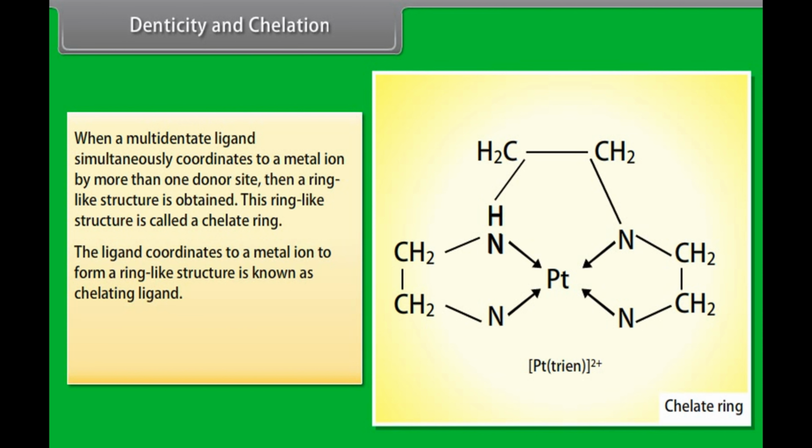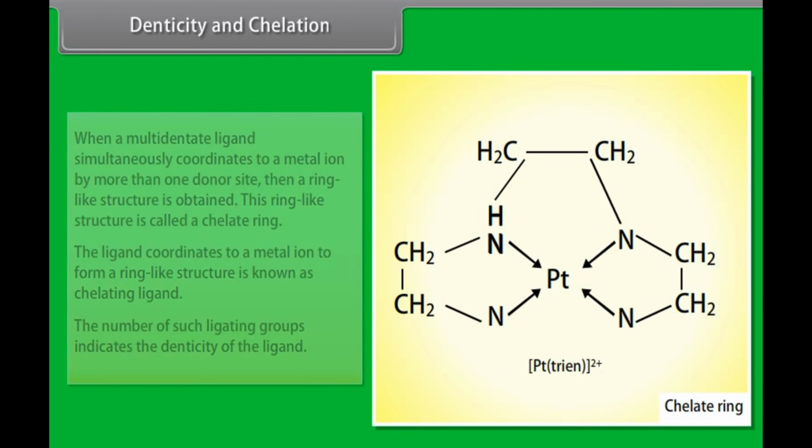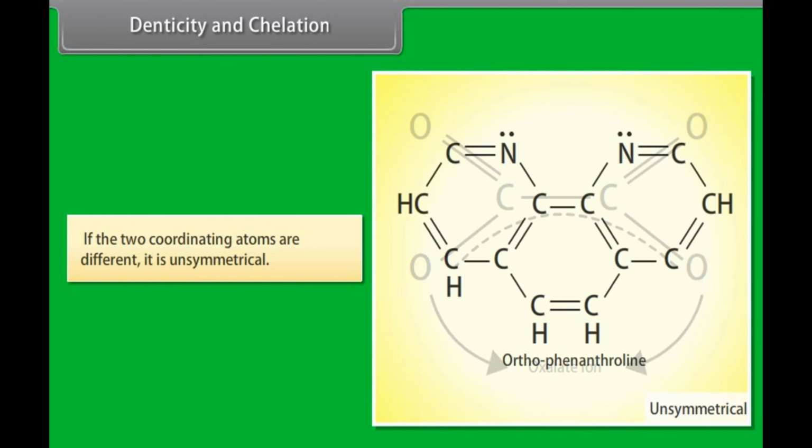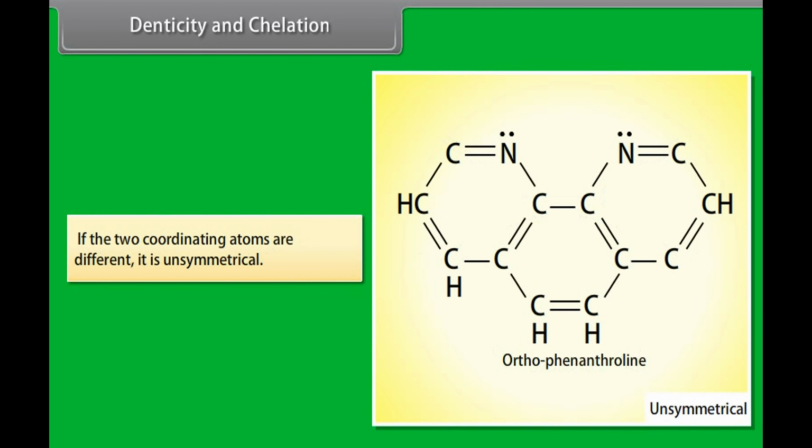The ligand that coordinates to a metal ion to form a ring-like structure is known as chelating ligand. The number of such ligating groups indicates the denticity of the ligand. A bidentate ligand is symmetrical if the two coordinating atoms are the same. If the two coordinating atoms are different, it is unsymmetrical.